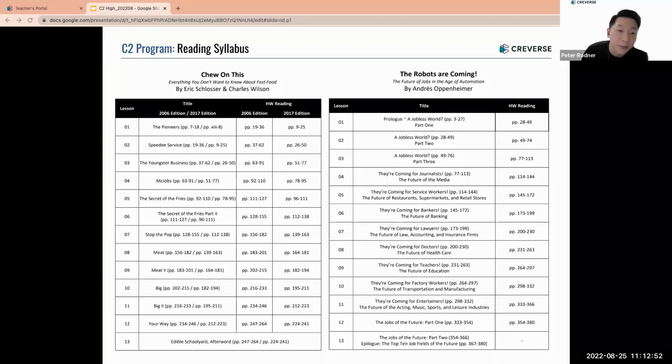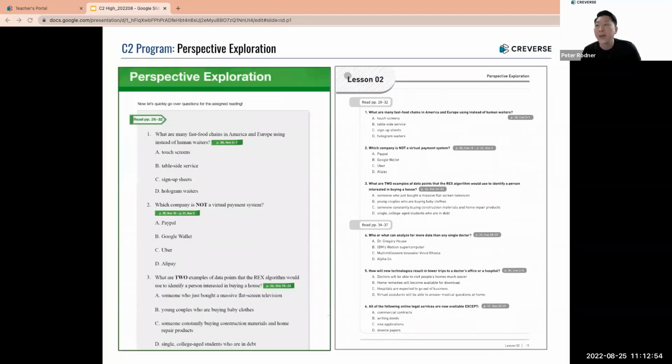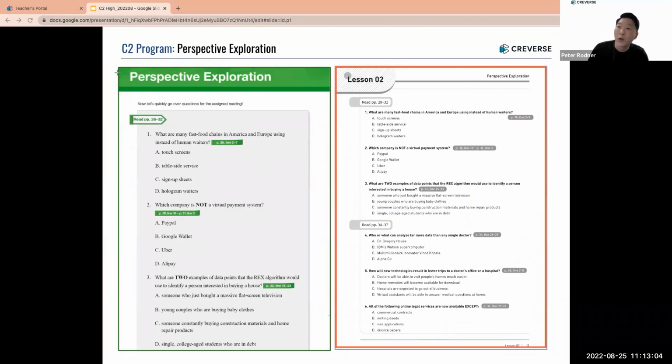To help you with that, there is also a perspective exploration. This will be both in their workbook, on the right-hand side, and in the Smart Textbook starting in lesson 2. You will tell them for their homework that they should answer the questions in the perspective exploration. Here, they give the page number, and there are a couple of multiple choices, just like you would do in the V1 program. This will simply allow them to answer the questions.